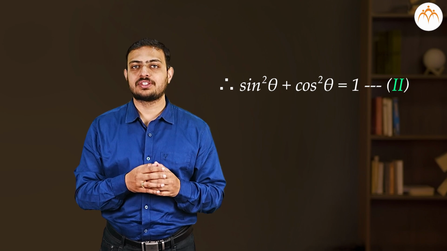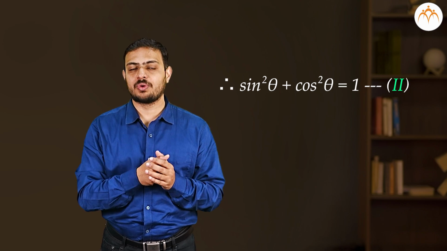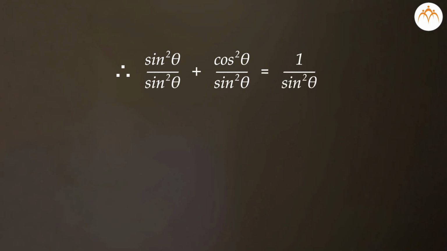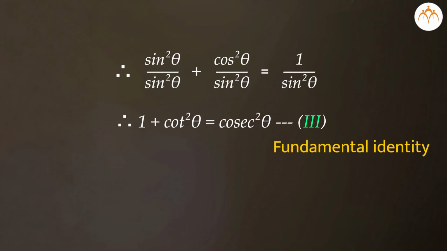Dividing both the sides of equation 2 by sin square theta, we get sin square theta upon sin square theta plus cos square theta upon sin square theta is equal to 1 upon sin square theta. Therefore, 1 plus cot square theta is equal to cosec square theta, equation 3. Equation 3 is a fundamental identity.